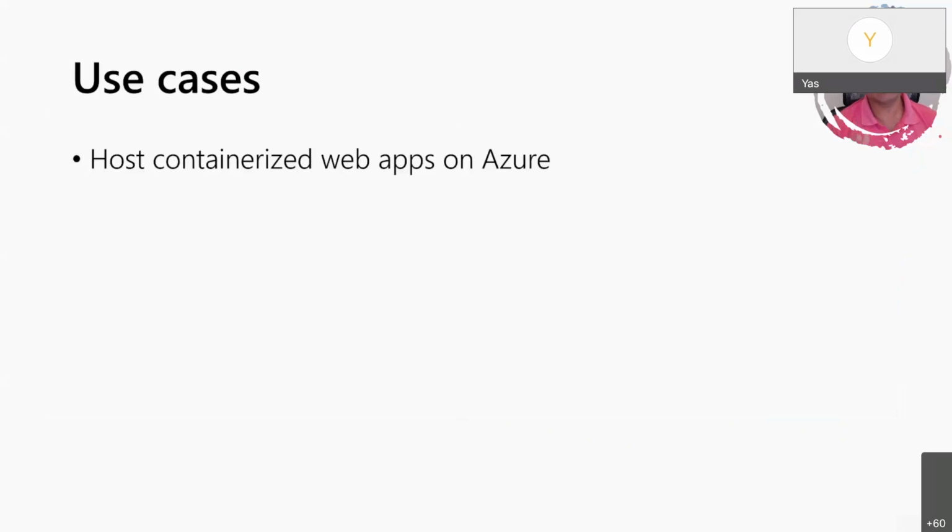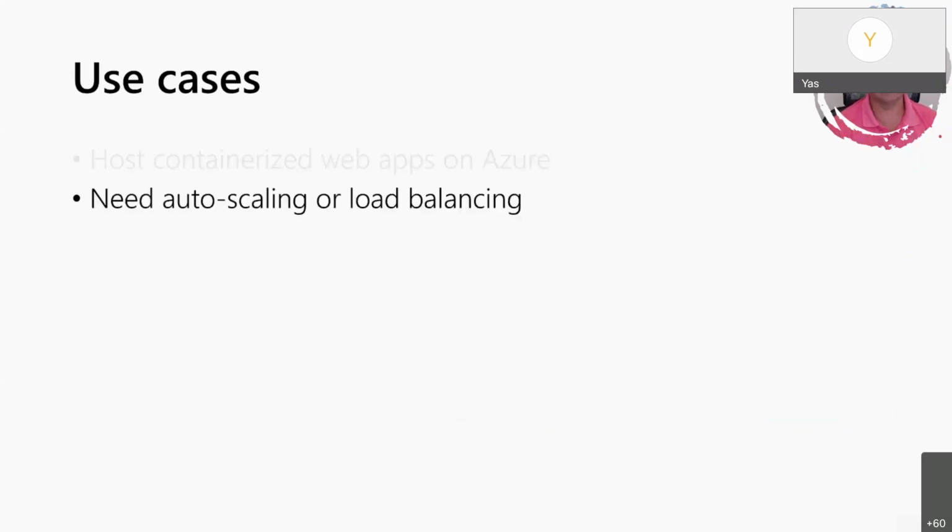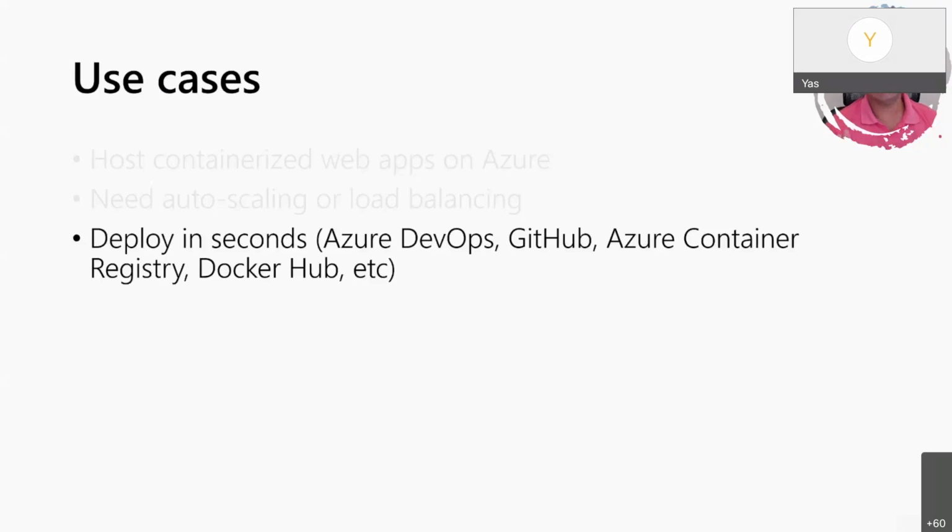So the use cases for this: if you want to containerize web applications on Azure, this is a great place for you to start. If you want to have, for example, auto scaling and load balancing by default, Azure Container Instances doesn't have those features, so you need to upgrade to a web app. If you want to deploy in seconds using any of your favorite tools, Azure DevOps, GitHub, Azure Container Registry, Docker Hub, etc., again, this is a great place to start. And we'll have a look at this in a second as well.